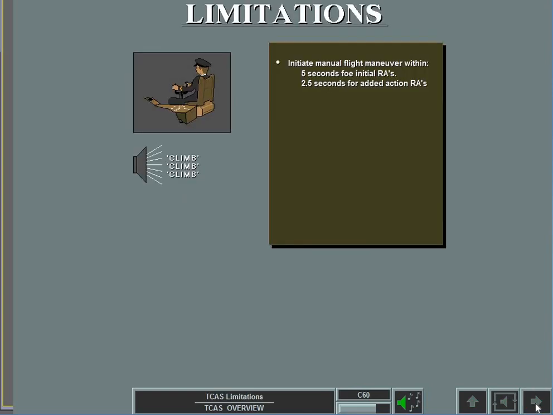Finally, let's look at some TCAS limitations. When TCAS issues an RA, it expects you to initiate the required action within 5 seconds. Its calculations are based on this. Response to increase action and reverse action RAs must be initiated within 2.5 seconds. Do not accept ATC instructions to disregard an RA.